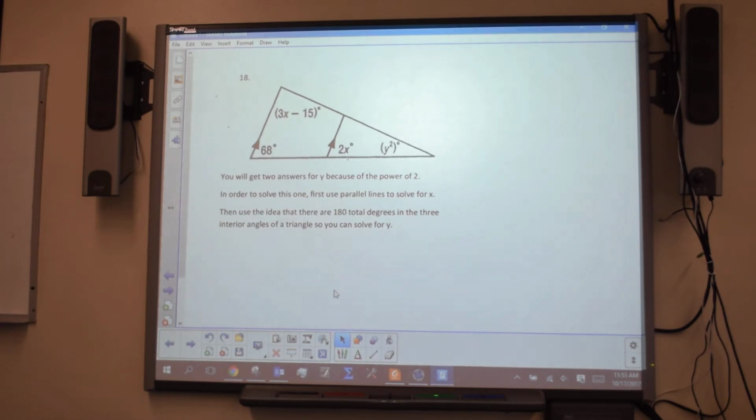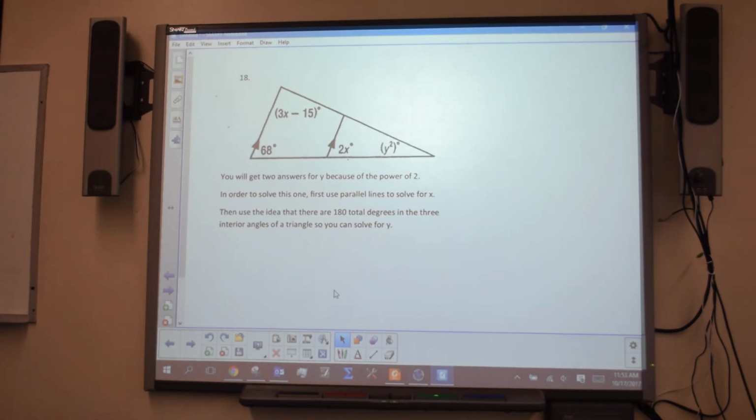It says in order to solve this one, first use parallel lines to solve for x. Then use the idea that there are 180 total degrees in the 3 interior angles of a triangle, so you can solve for y. So I gave you a little bit of a motivator there, to help you progress through to find y.